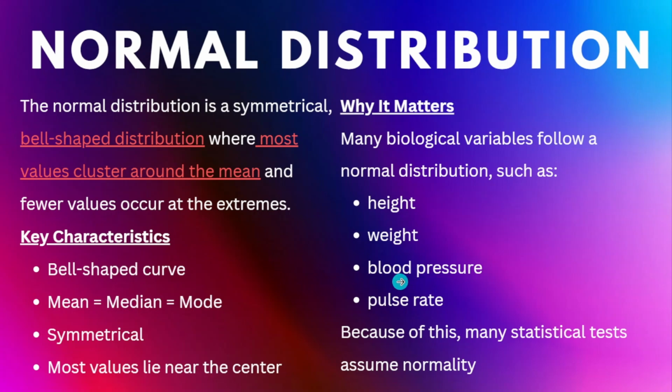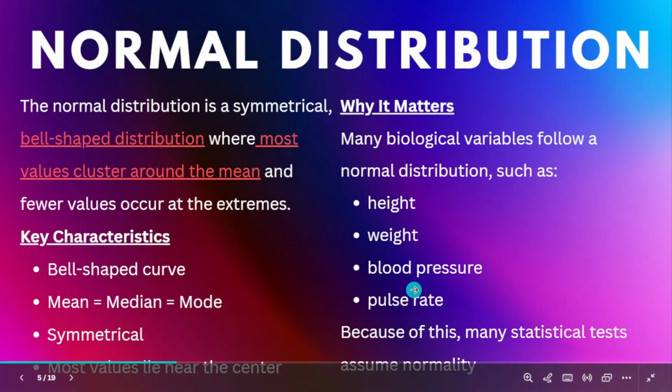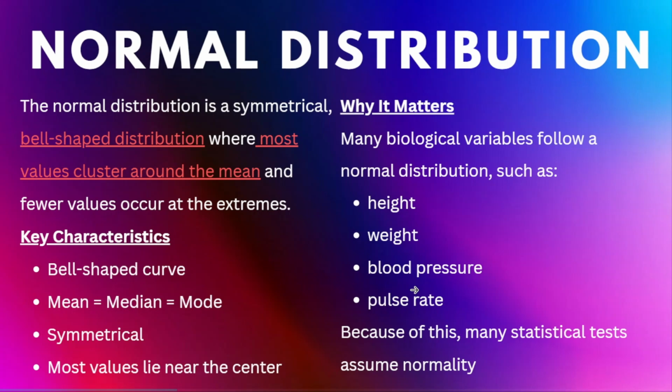Now, what are the key characteristics of a normal distribution? It's bell-shaped. Firstly, I have showed you what that means. The mean, median, and mode are all equal. Take note of that. That's very important. It's symmetrical and most values lie near the center.